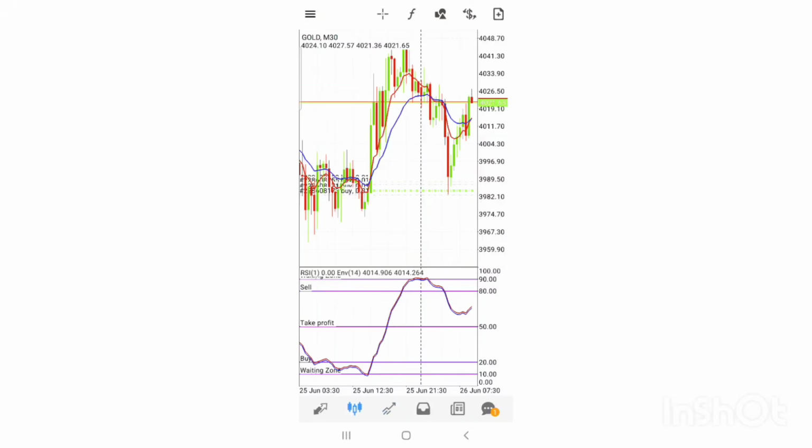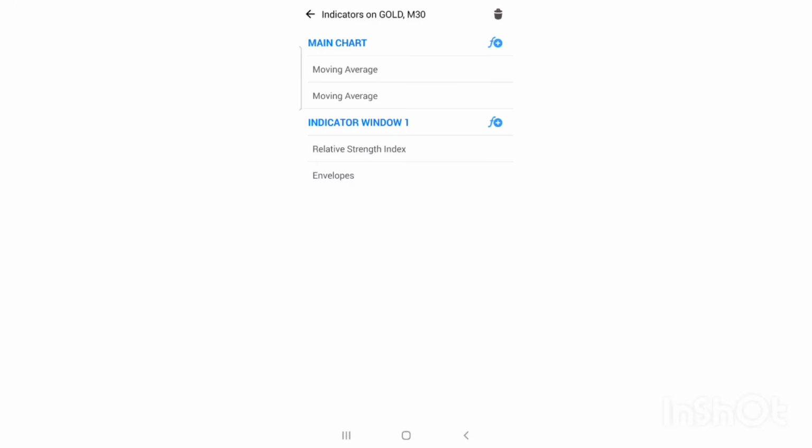So guys, I'm going to show you all the indicators, how to set these indicators, how you can trade with them, and many more that I'm going to explain. So first of all, you click on the F sign to add indicators. So here we need moving averages first, and you also have these two, relative strength index and envelope indicator. So we first start with moving average.